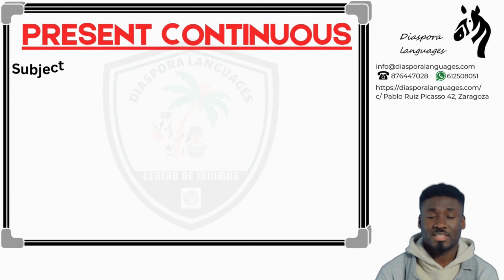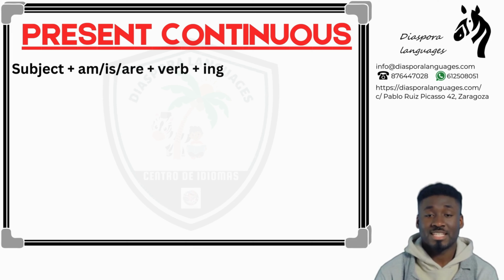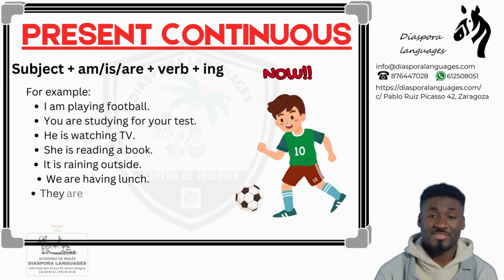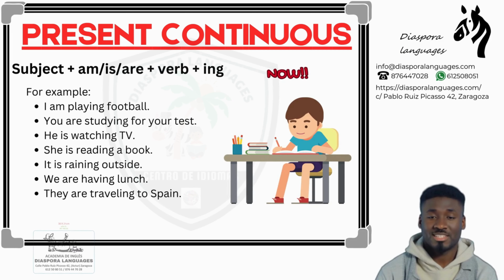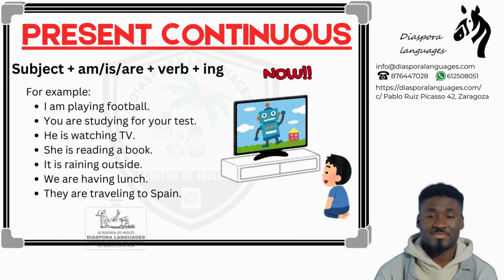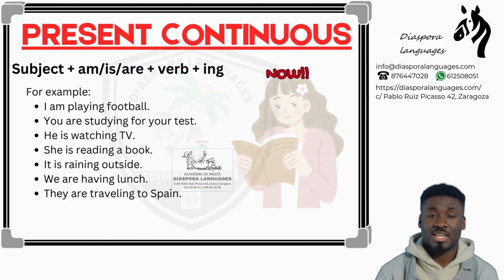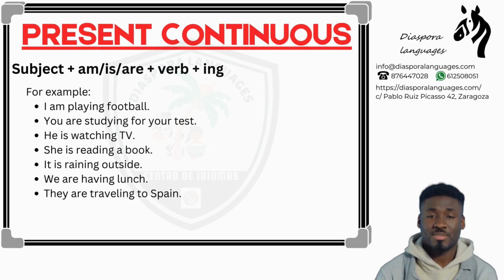The present continuous is very easy to form. The formula is subject plus am, is, are plus verb plus ing. Let's see it in action. I am playing football. You are studying for your test. He is watching TV. She is reading a book. It is raining outside. We are having lunch. They are traveling to Spain. See? It's straightforward. We just use the correct form of to be, am, is, are, and add ing to the verb.